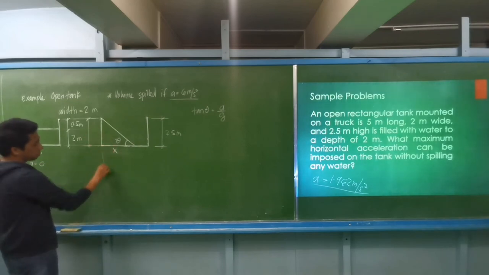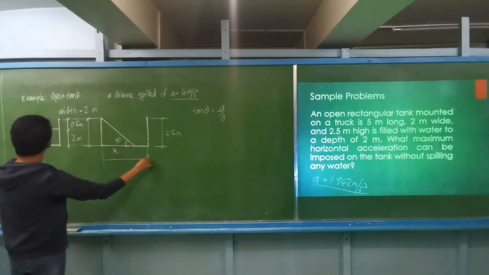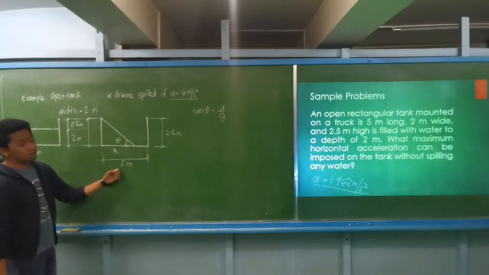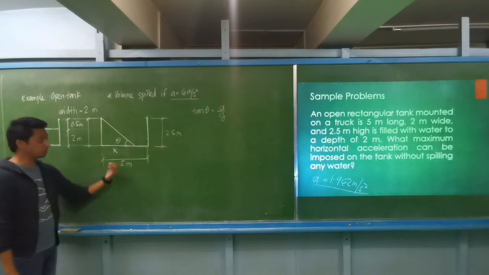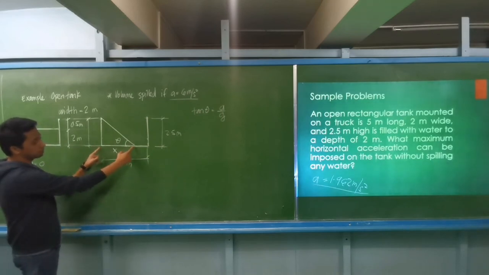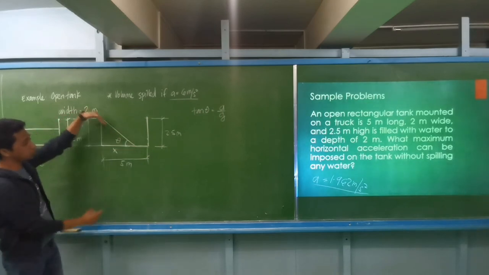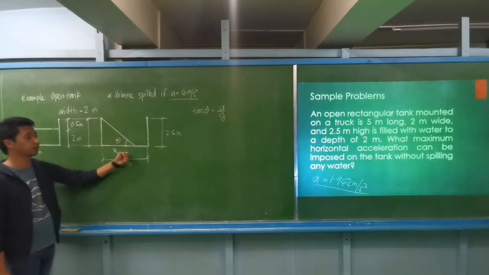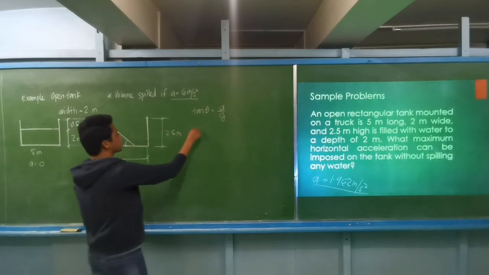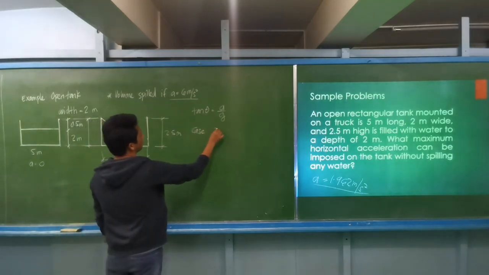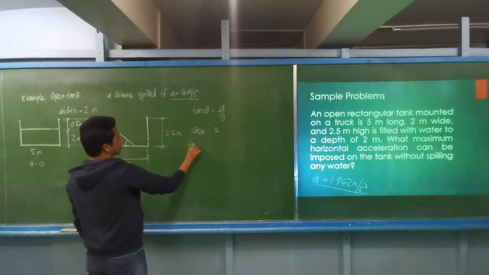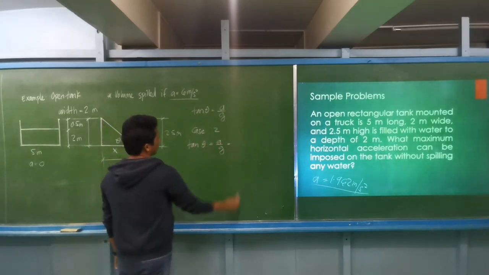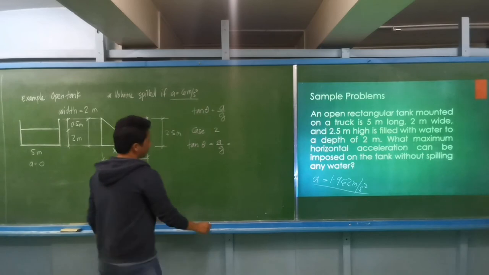Triangular prism. Actually, triangular prism na yung volume niya. So we have x. So again, this is the length of the tank, that is 5 meters. So an acceptable value should be less than 5 meters. Dapat mas mababa sa 5 meters, since yung front edge ng liquid natin, liquid surface natin, is assumed to be on the floor of the tank. So let's say we have case number 2.